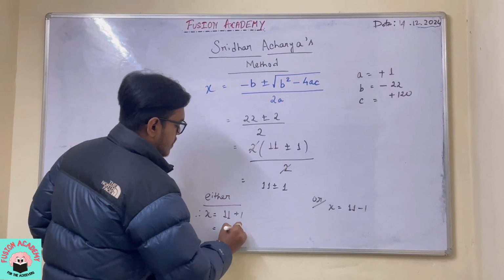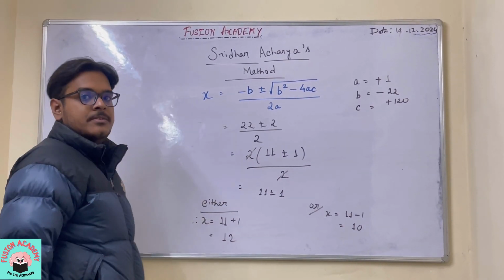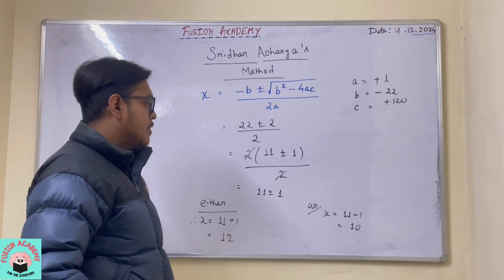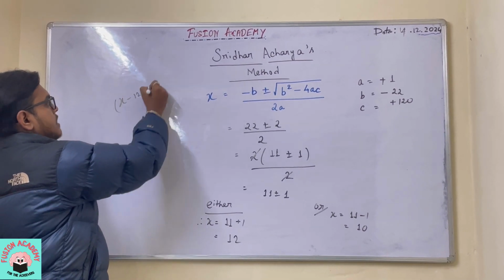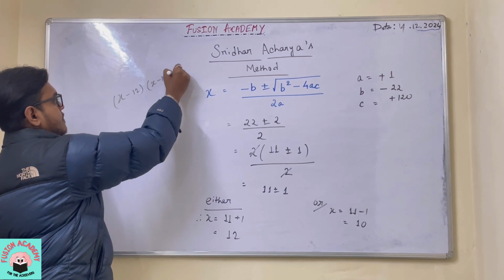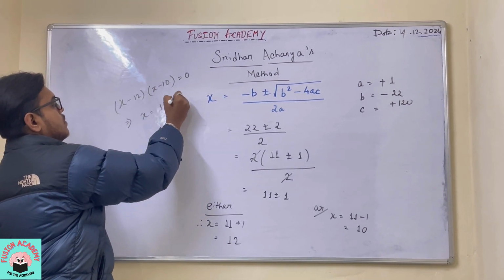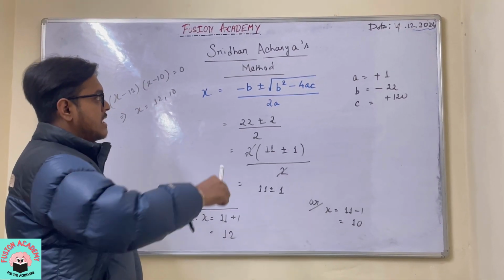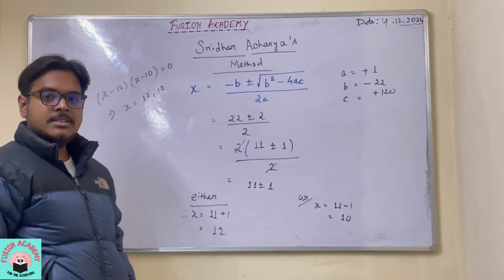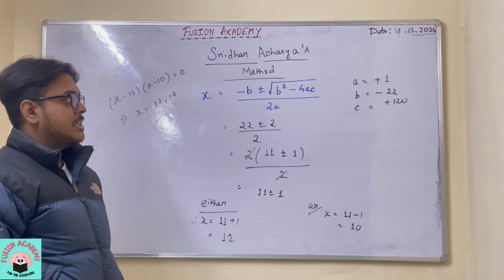Here we are getting 12 and here we are getting 10. If you have watched our previous video till the last, we got the answer as x minus 12 into x minus 10 equal to 0, which would obviously equate to x equal to 12 comma 10. These were the two roots that we got for x, and by Sridhar Acharya's method we are getting the same answer nonetheless. So that sums up our entire process of Sridhar Acharya's method.